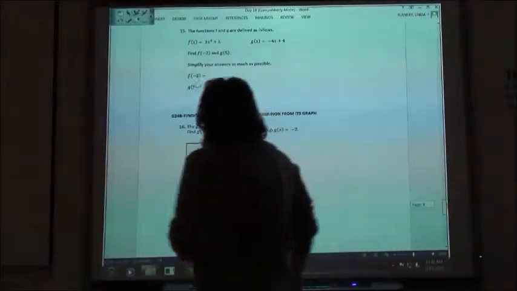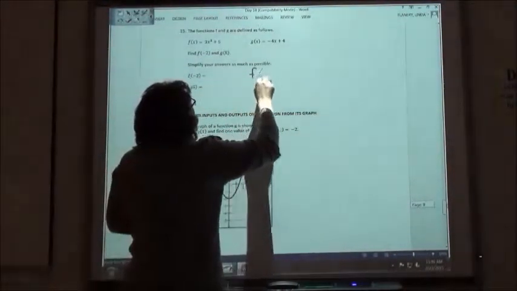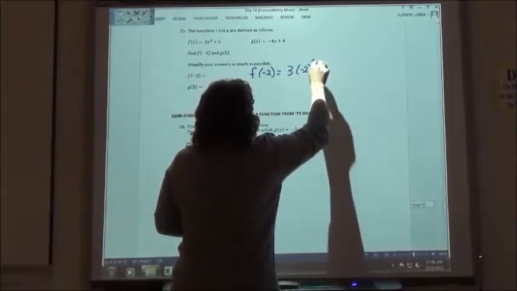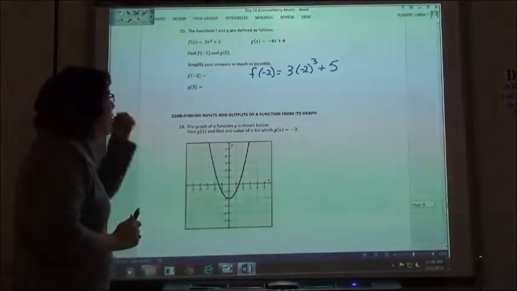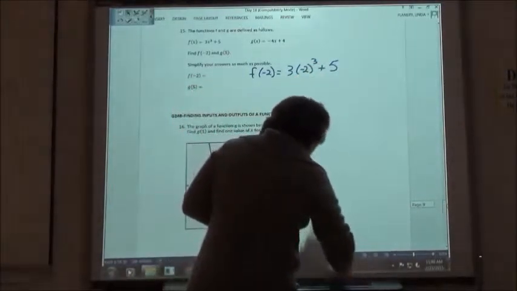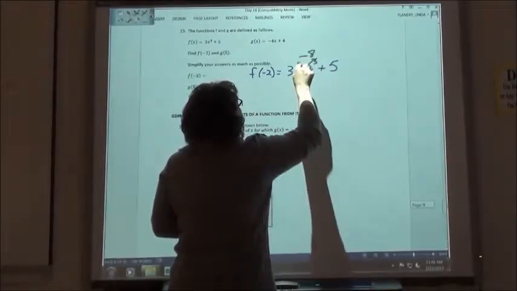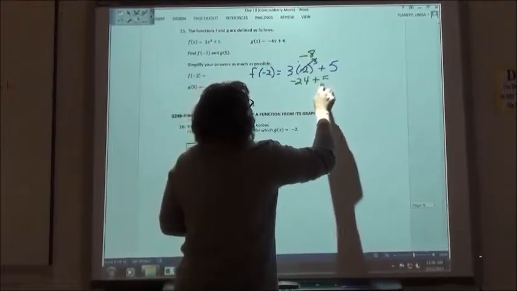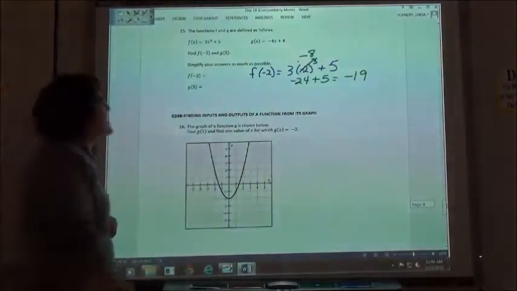Number 15, again, functional notation. I'm doing f of negative 2. So f of negative 2 says I'm going to take 3 times negative 2 cubed plus 5, putting negative 2 in for my x there in my f expression. Again, following my order of operations, I've got to do the cubing first. Negative 2 cubed is negative 8. 3 times negative 8 would be negative 24. Negative 24 plus 5, looks like I'm going to end up with negative 19.